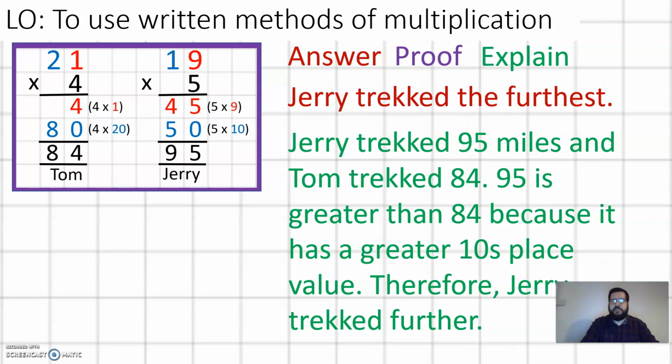What I'm doing here to show that he's gone the furthest, I've explained my understanding of how I know that 95 is bigger than 84. By telling you it's all about the tens place value, showing why 95 is bigger than 84. So when you come to do yours, don't just use your explain to answer how you did the method. It's asking you which one went furthest, so make sure you explain how you know who has gone the furthest.